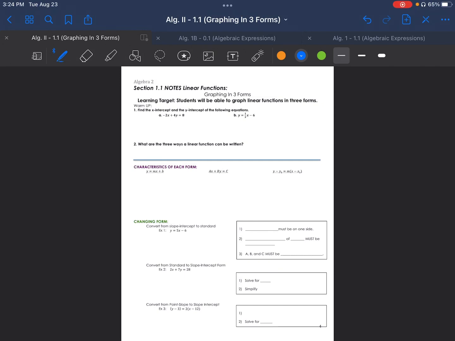Welcome everyone to section 1.1 of Algebra 2. We're going to be going over graphing in three forms with linear functions. So you guys are going to be able to graph linear functions in three forms like I just said.